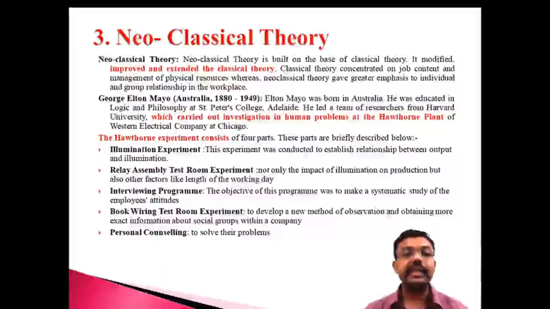He conducted the relationships, establishing the relation between the inputs and outputs. That is, input is known as illumination here. He argued that the inputs are the illuminations. So the illumination experiment conducted how the illumination and the outputs are related. That's the first important element of the classical theory, that is the illumination experiment.